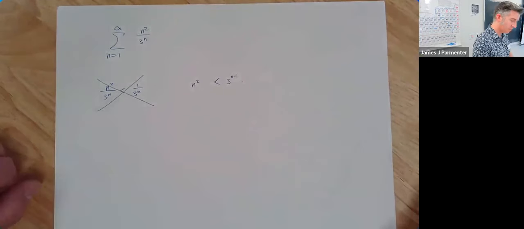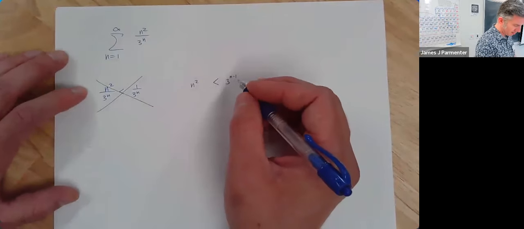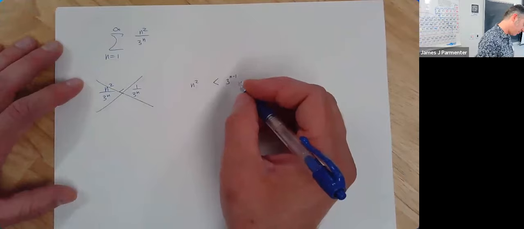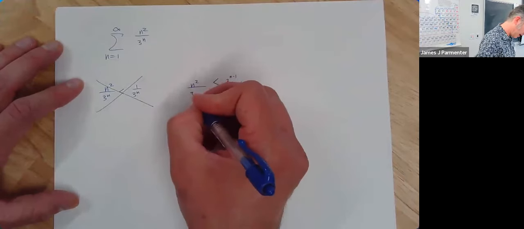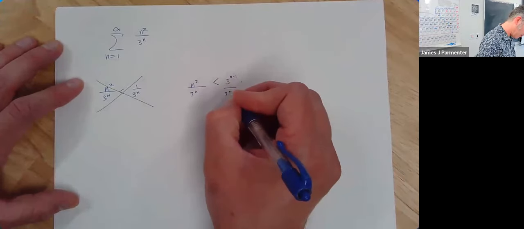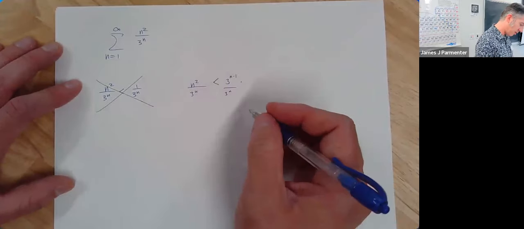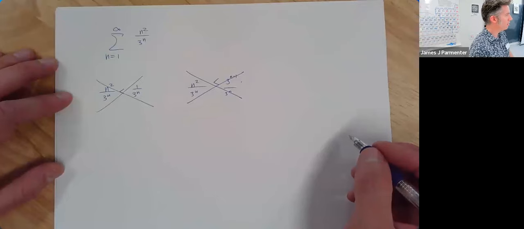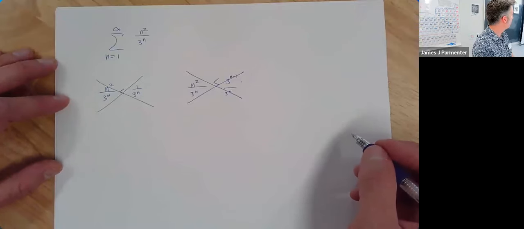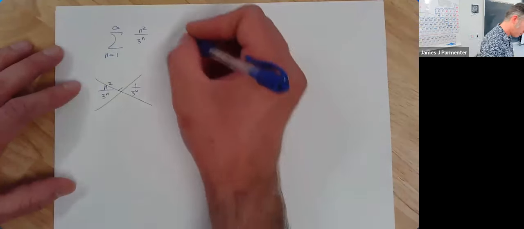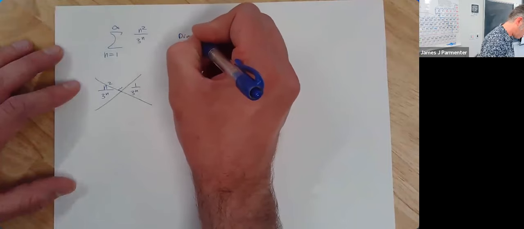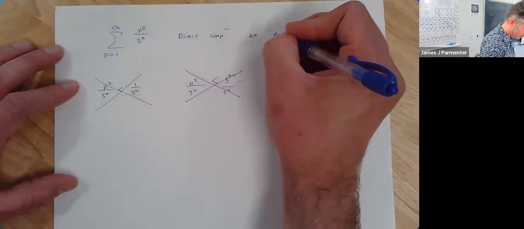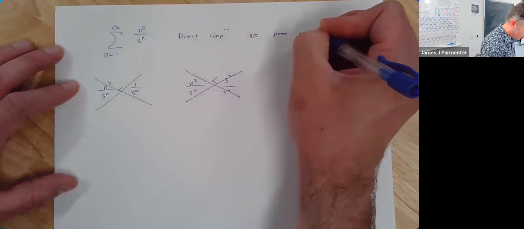Sometimes it doesn't work. No, it's not going to work at all. I want to say this and then be like that and that, but that just becomes 1/3. Yeah, that's not helpful at all. No dice. Bummer. So, yeah, direct comparison might not work. We need something else, which we're going to learn later.